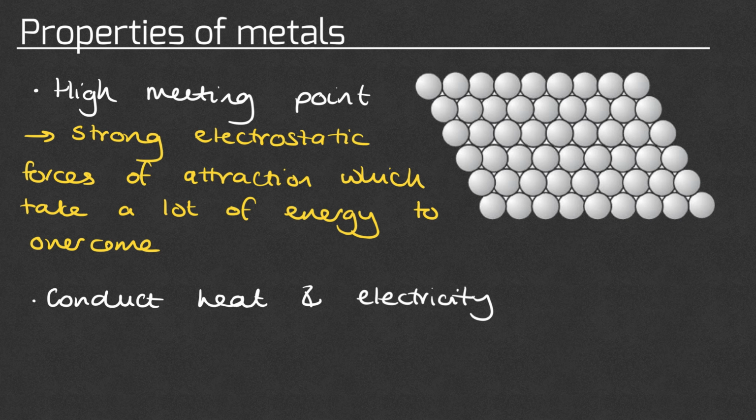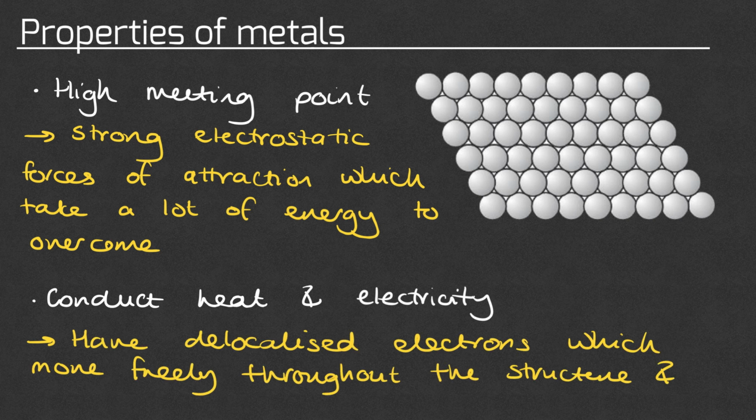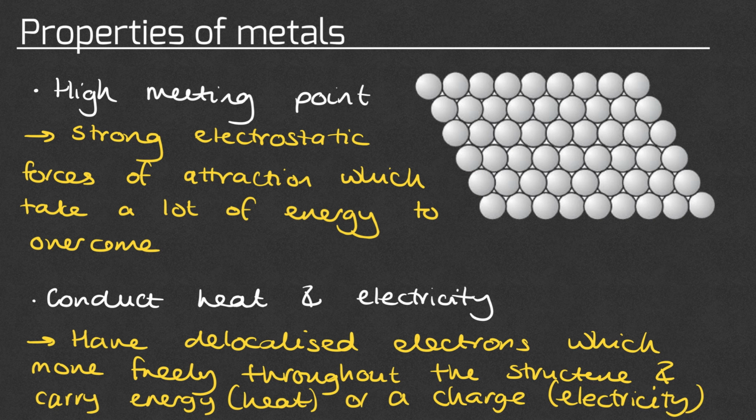Metals are also good conductors of heat and electricity. This is because metals have got delocalized electrons which can move freely throughout the structure and carry a charge, if they're conducting electricity, or carry energy, if they're conducting heat.